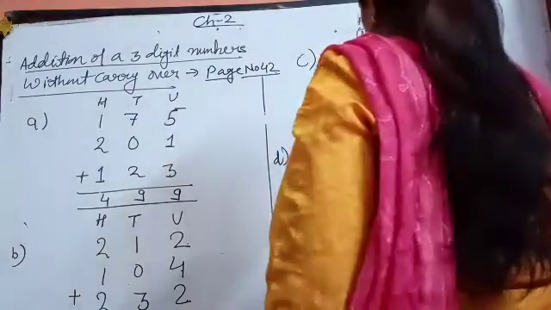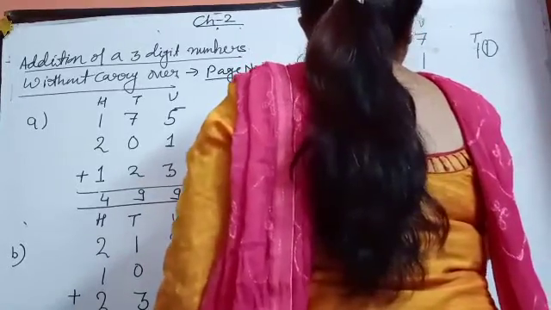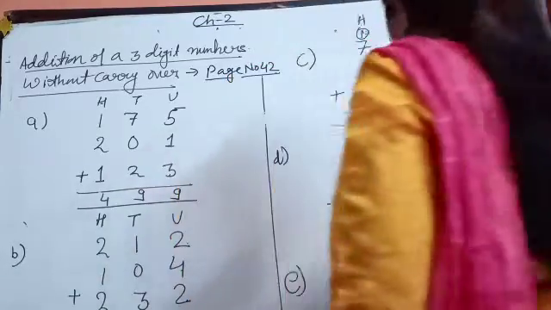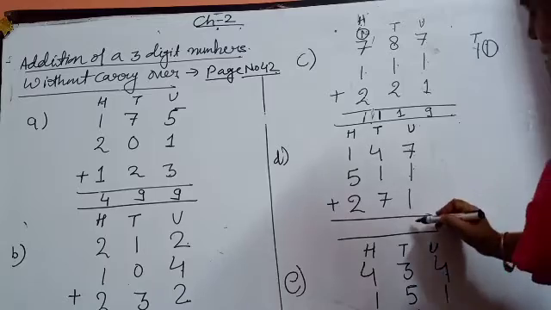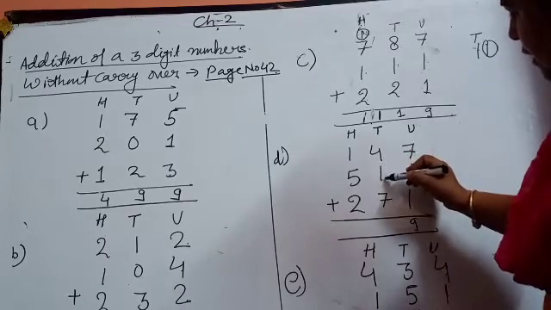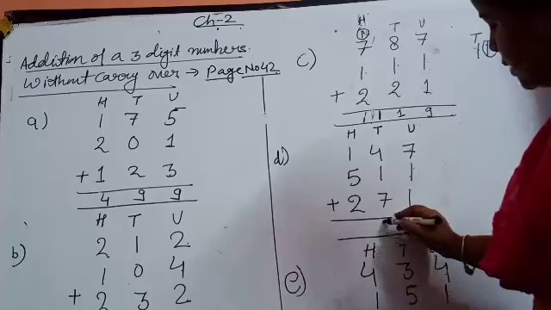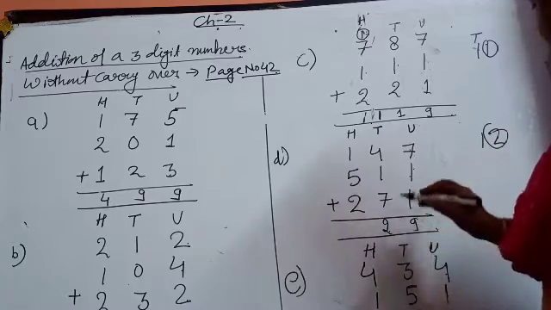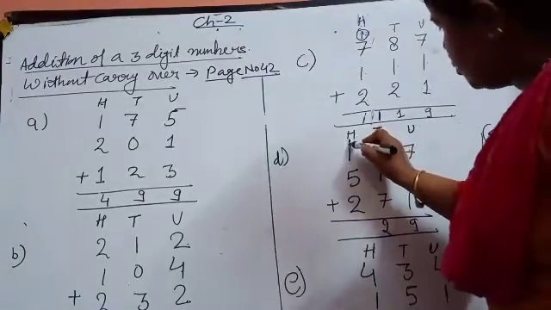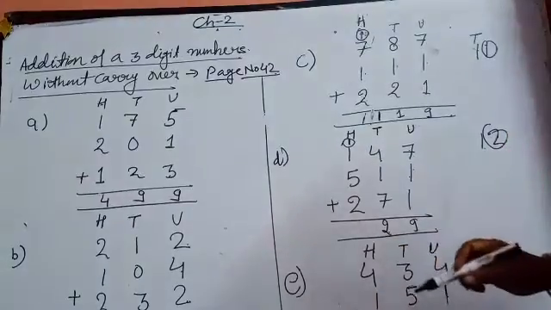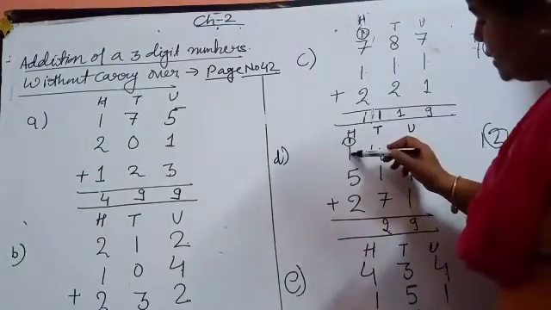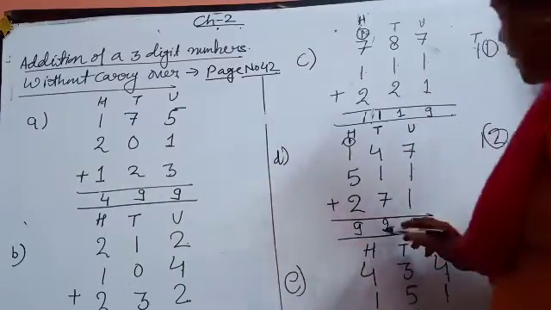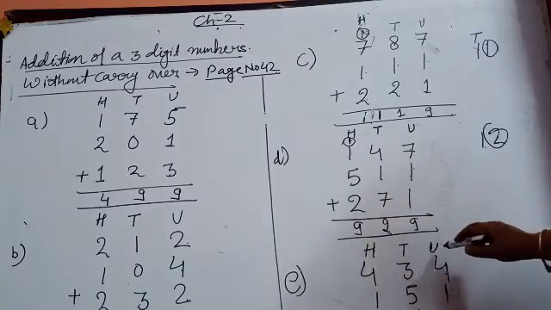Now see the next problem. 7 plus 1, 8. 8 plus 1, 9. 4 plus 1, 5. 5 plus 7, 12. 2 carry. 12 means 2 will be written here. I have written it here. Now this one will go on as carryover, so write it here also in this way. Now add them. 5 plus 1, 6. 6 plus 1, 7. 7 plus 2, 9. So you will get 9 as your answer.